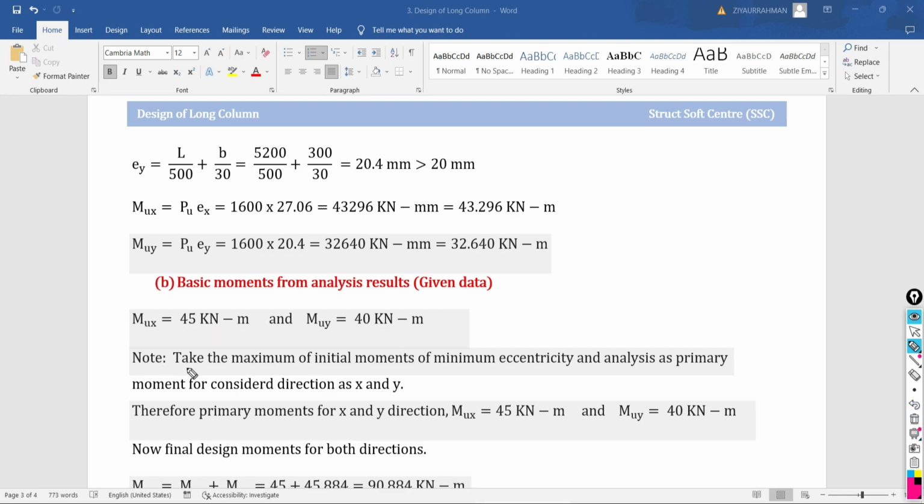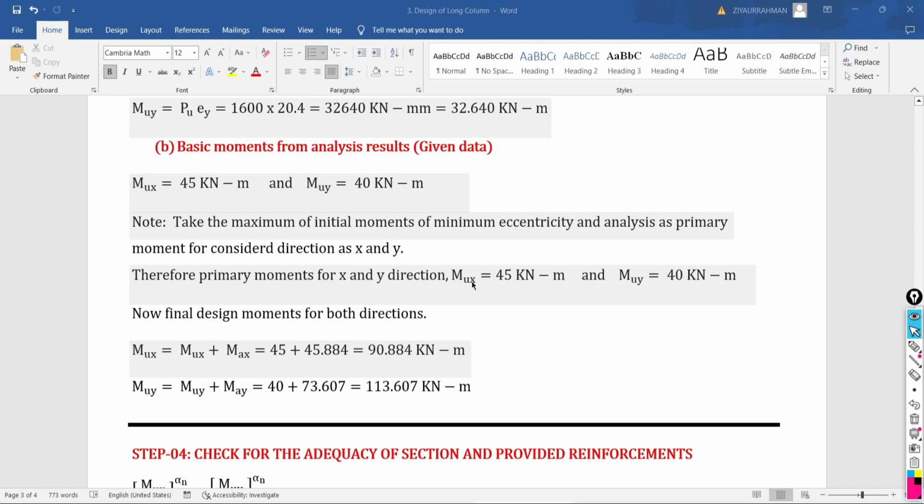Here a note is also given. Take the maximum of initial moments of minimum eccentricity and analysis results as a primary moment for the considered direction, x and y. As I have earlier explained, for these two moments you have to consider the maximum one. Therefore the primary moments for x and y direction are finally 45 kilonewton meter and 40 kilonewton meter as the final moment in the x and y direction. Now we have to add the additional moment in both the directions. So final design moment for both the directions.